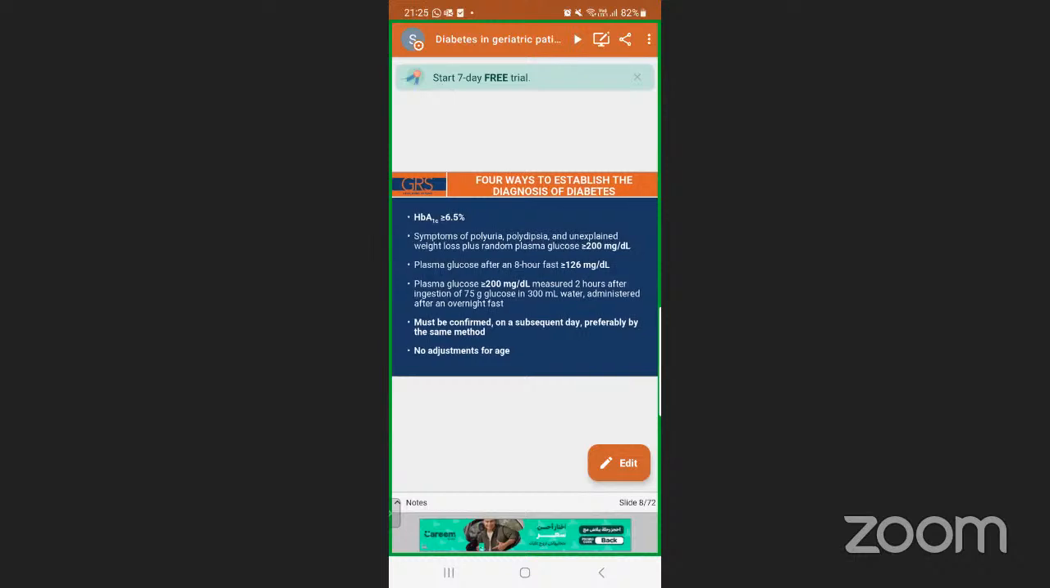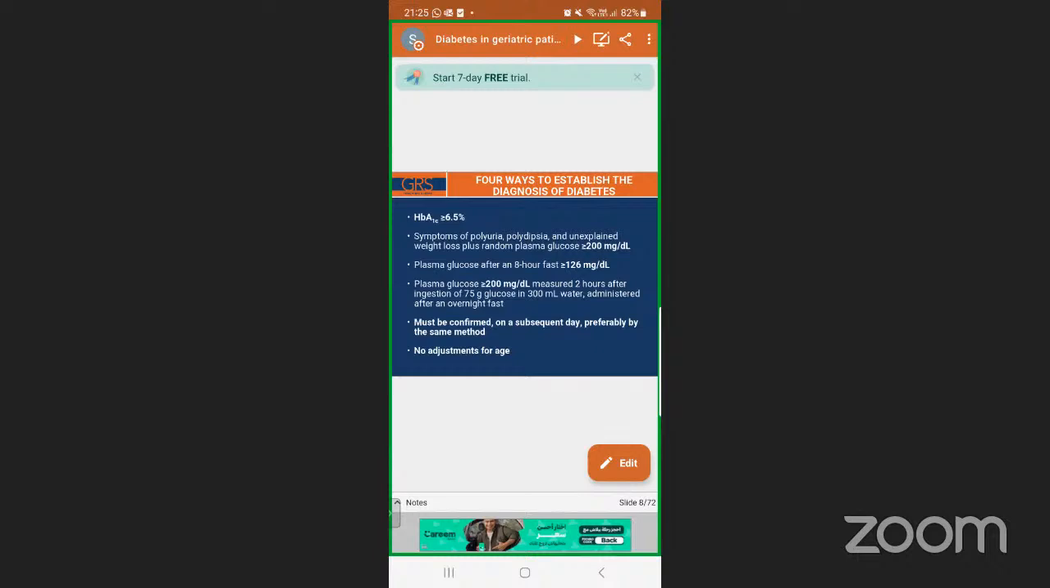According to the diagnostic criteria by the American Diabetes Association, there are 4 ways to establish a diagnosis of diabetes mellitus. Hemoglobin A1C level of 6.5% or above. This is the primary diagnostic criterion. Or a random plasma glucose of 200 milligrams per deciliter or above in patients with classic symptoms of hyperglycemia, polyuria, polydipsia, and unexplained weight loss, and so on.